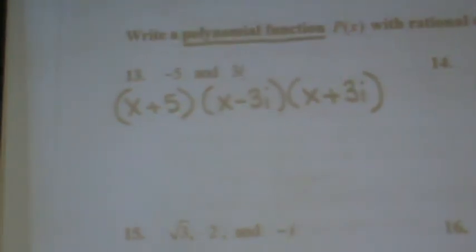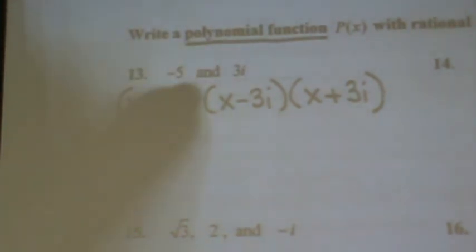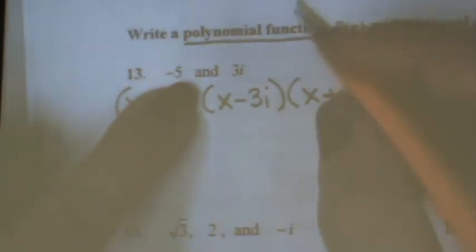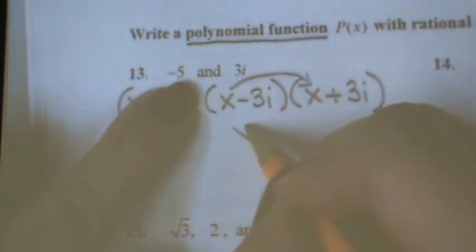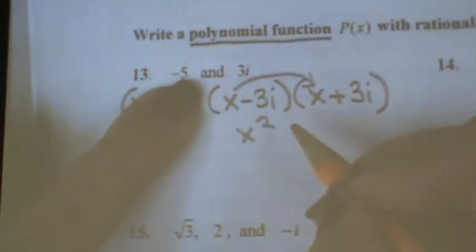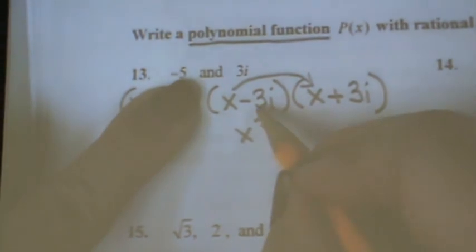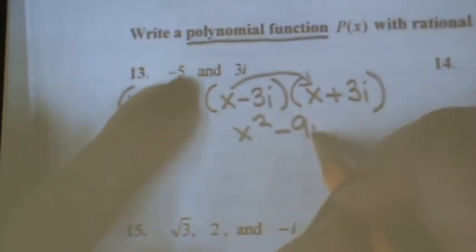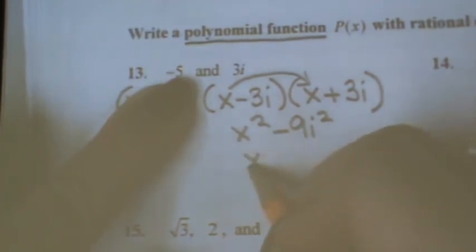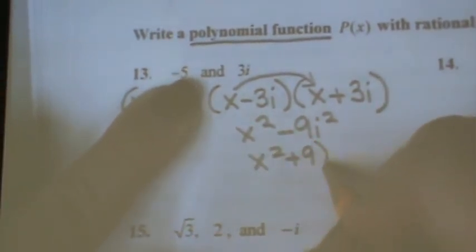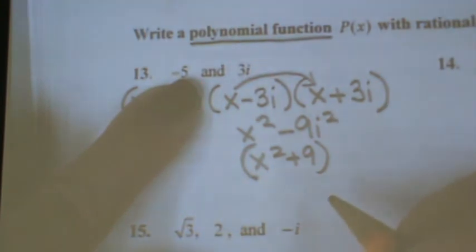So now, I want you to take the two imaginary zeros. I want you to FOIL this out. Some of you can do it in your head. It's going to be x squared what? Plus, after you do the i squared, you're going to get plus 9i squared. But what's i squared? -1, so this is going to be x squared plus 9. If you can do that in your head, go for it.